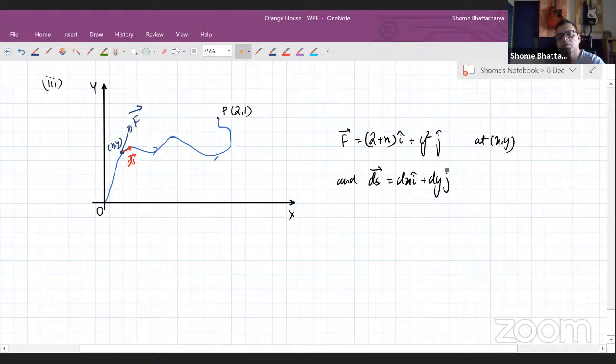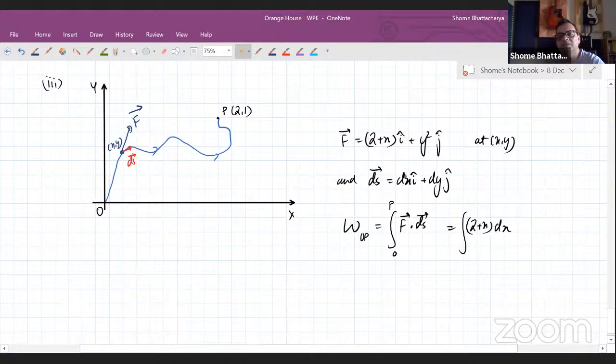And the differential displacement, now we are taking it as a random quantity, so it has both x component and y component. So the work done from O to P will be integration of f dot ds from the point O to the point P. Now take the dot product of these two. You will get f's x component, which is (2 plus x), into displacement's x component, which is dx, plus f's y component, which is y square, into displacement's y component, dy. This whole thing now has to be integrated from the point O, which is 0 comma 0, to the point P, which is 2 comma 1.